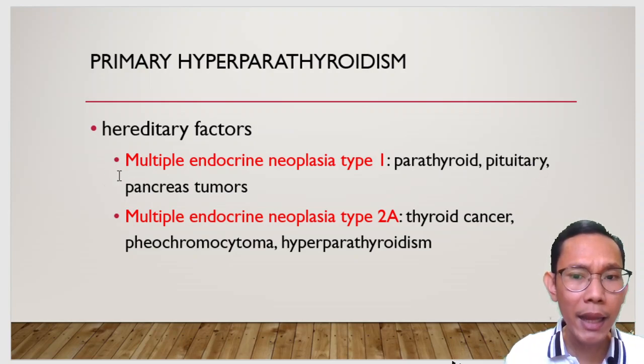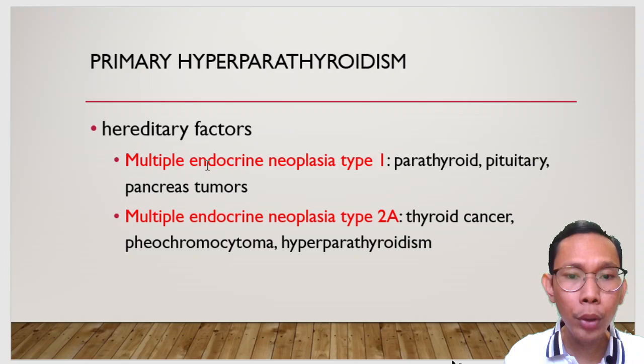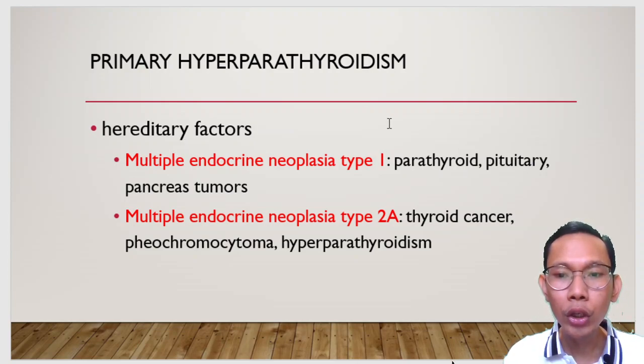Ang ibig sabihin niyan, meron kang parathyroid carcinoma, you have a pituitary carcinoma, and you have also a pancreatic carcinoma. In short, this is a complex type of cancer. Kaya nga tinawag natin na multiple endocrine neoplasia, something to do with your endocrine glands. So, for your MEN type 1, related to your parathyroid, pituitary, and your pancreas.